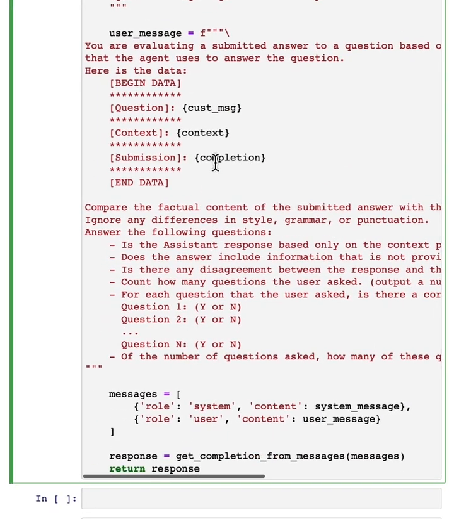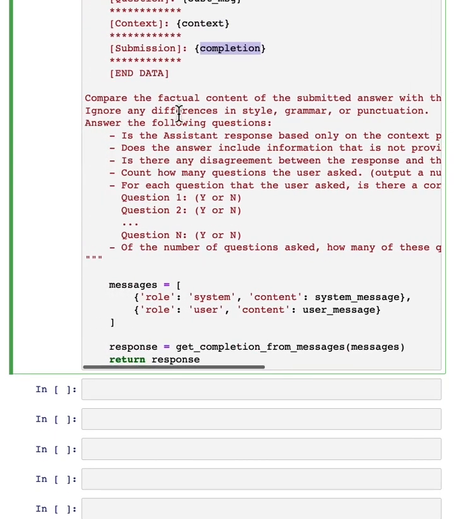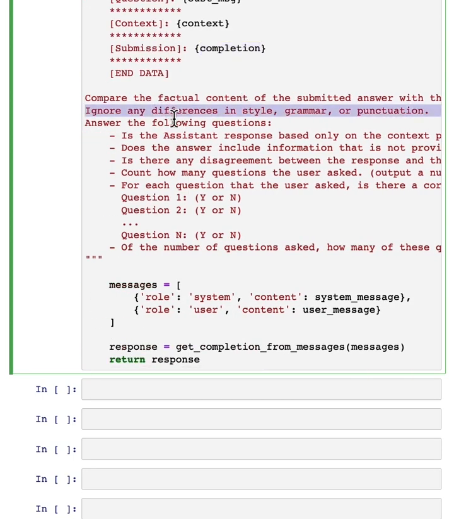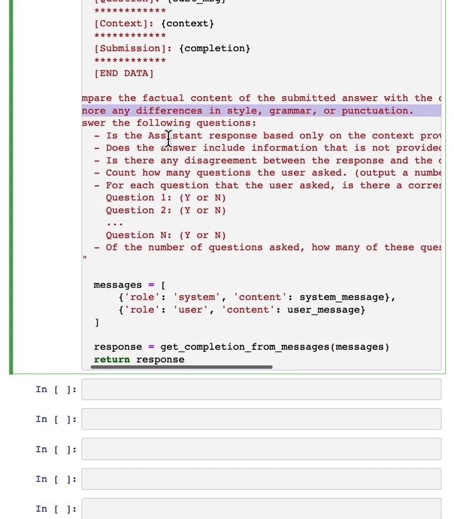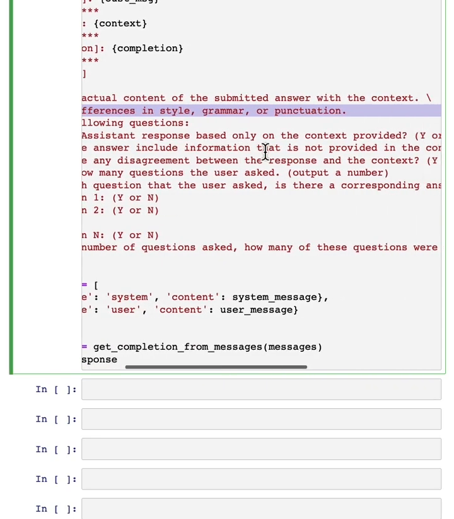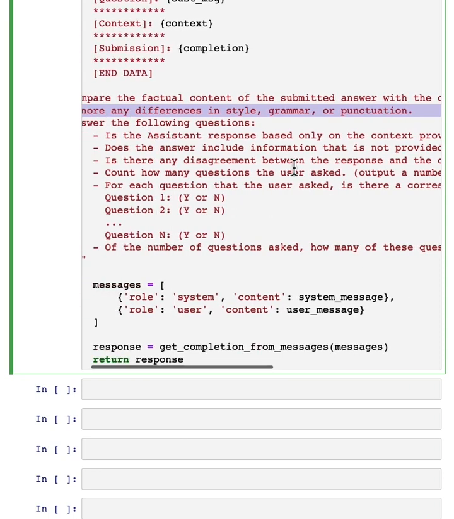And we're going to specify the data in this prompt. What was the customer message? What was the context? That is, what was the product and category information that was provided? And then what was the output of the LLM? And then this is a rubric. So we want the LLM to compare the factual content of the submitted answer to the context, ignoring differences in style, grammar, punctuation. And then we want to check a few things like, is the assistant response based only on the context provided? Does the answer include information that is not provided in the context? Is there any disagreement between the response and the context?